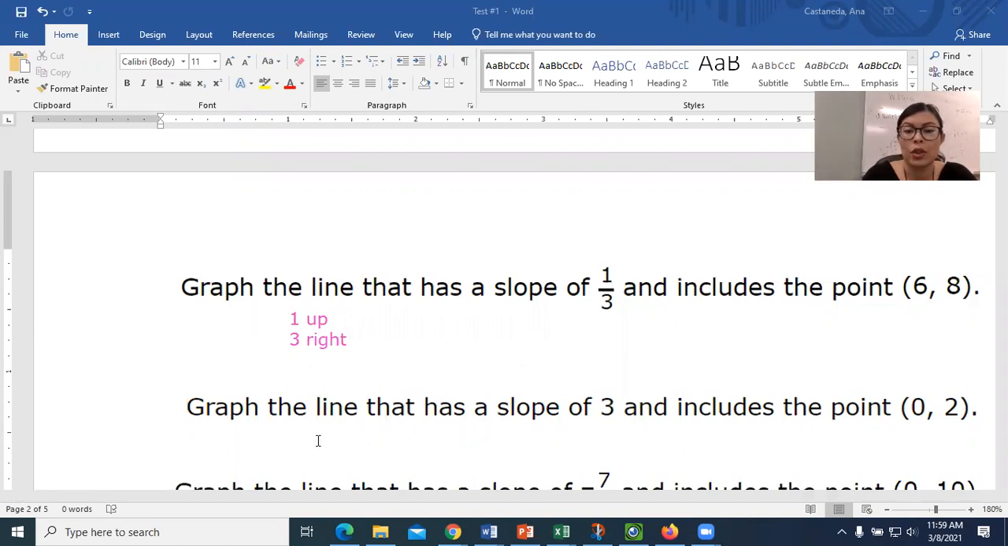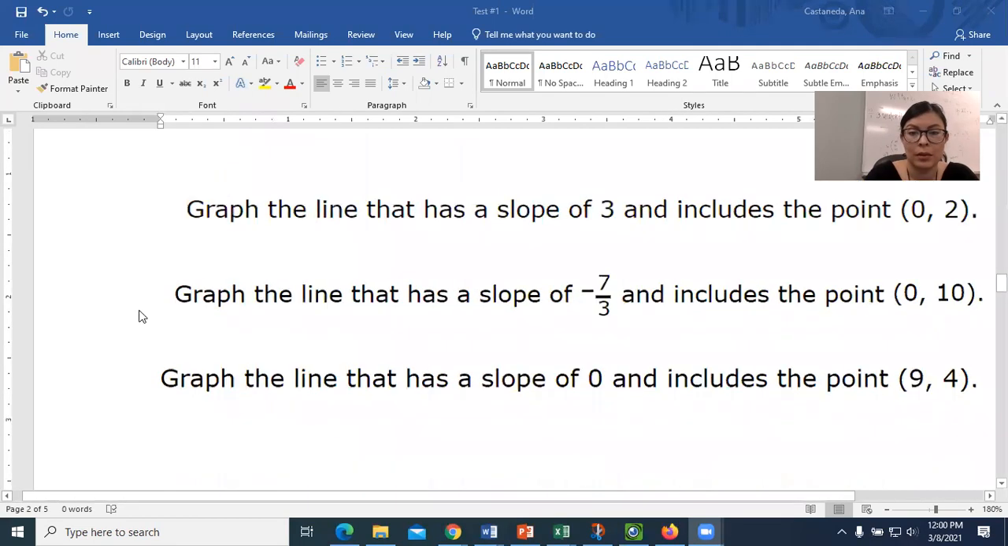Now, when your slope is just a 3, then the number at the top is 3/1. So your slope is 3/1, which means it's positive. So if it's positive, you're going to go up. It's the number at the top, which is 3. So 3 up, 1 to the right. That's what you were supposed to have done. All right, let me scroll down.